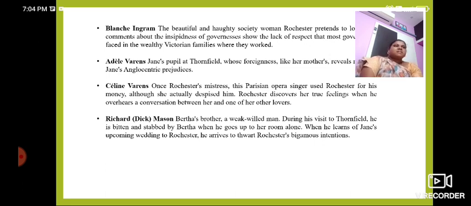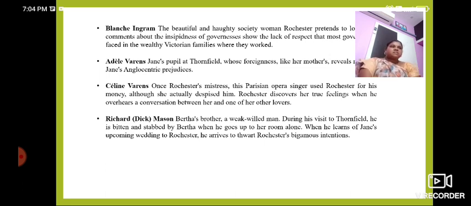The next character is Celine Varens, once Rochester's mistress. This Parisian opera dancer used Rochester for his money, although she actually despised him. Rochester discovers her true feelings when he overhears a conversation between her and one of her other lovers.